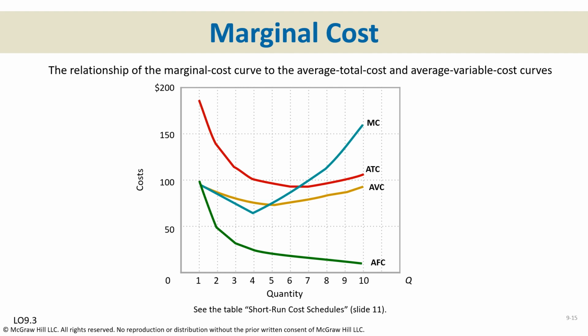This graph shows the relationship of the marginal cost curve to the average total cost and average variable cost curves. The marginal cost curve cuts through the average total cost ATC curve and the average variable cost AVC curve at their minimum points. When MC is below average total cost, ATC falls. When MC is above average total cost, ATC rises. Similarly, when MC is below average variable cost, AVC falls. When MC is above average variable cost, AVC rises.